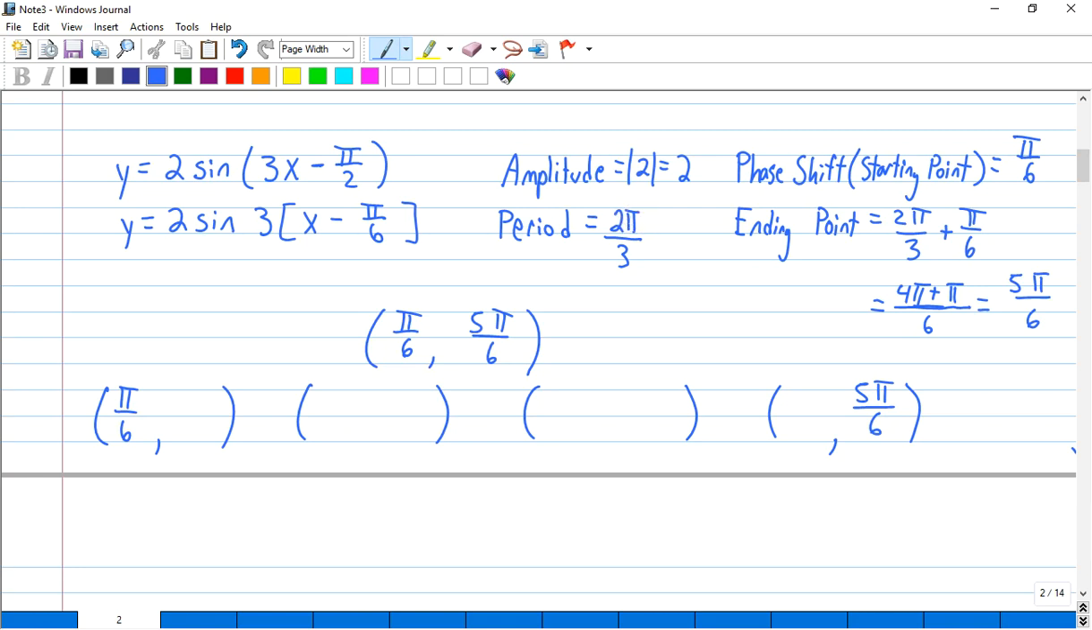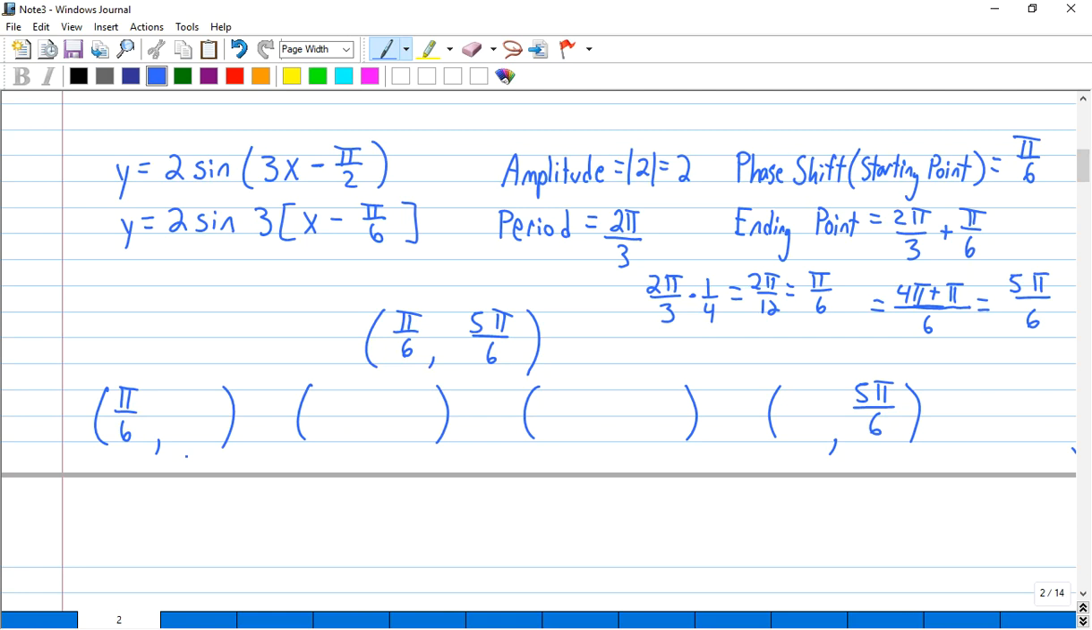Whether you're doing a phase shift or you're not, each increment or each width of each subinterval is the period divided by 4. So if I take the period and I divide by 4, that's like multiplying by 1/4. Alright, I get 2 pi over 12, which is pi over 6. Alright, so for this graph, each one of my subintervals is going to be how wide? Pi over 6 units wide.